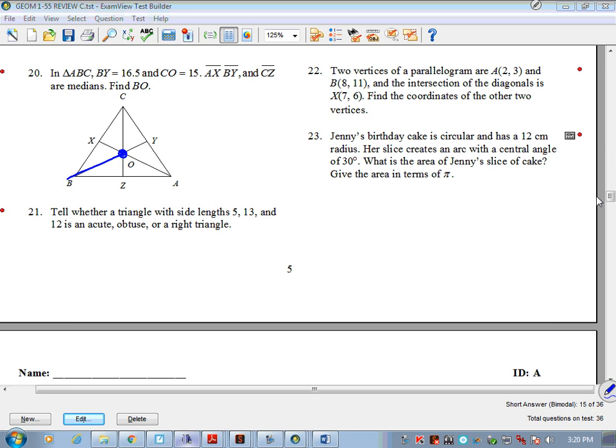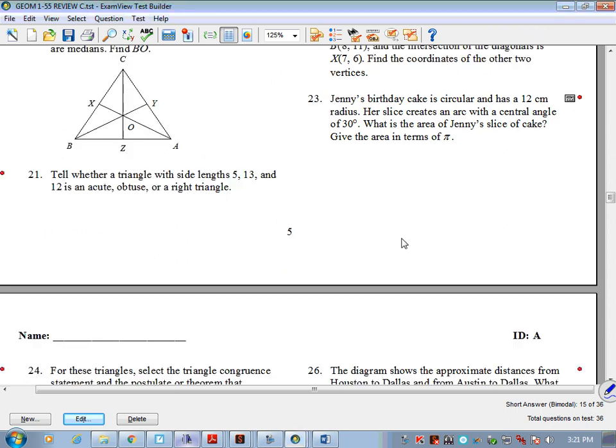All right, so if they tell me that BY is 16.5, then the distance of BO is only going to be 2/3 of that. And whenever I calculate that, I get 11. Okay, and you can plug that in your own calculator and get that answer. BO equals 11, but I need to show that work right there. Okay, maybe we've got enough time for question number 21.